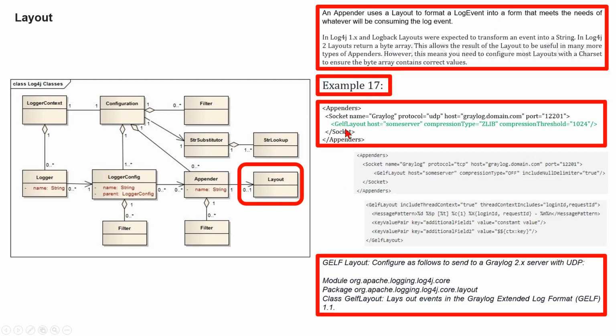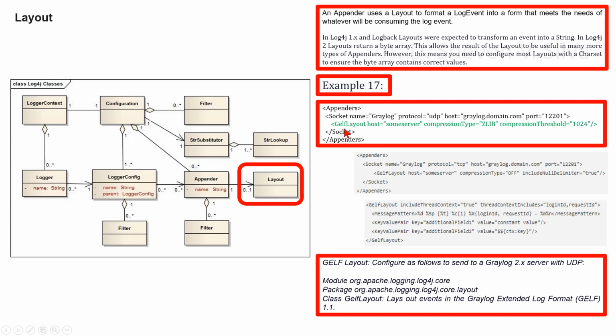GELF layout. GELF layout is configured as follows to send to a Graylog 2.x server with UDP. The class GelfLayout in package org.apache.logging.log4j.core.layout in module org.apache.logging.log4j.core lays out events in Graylog Extended Log Format GELF 1.1 here.